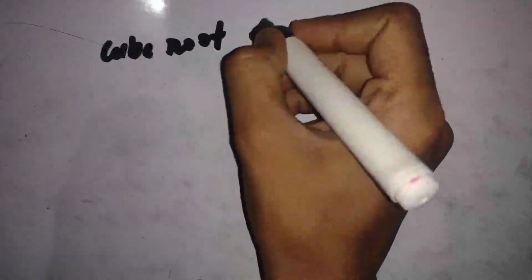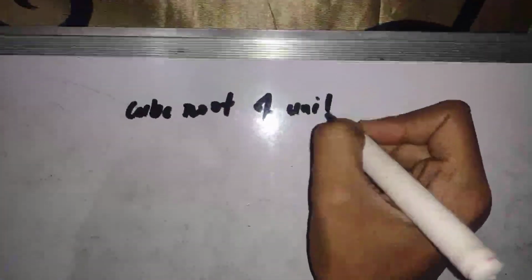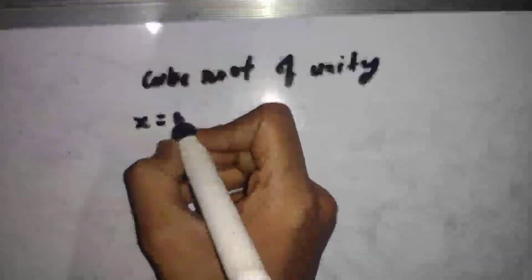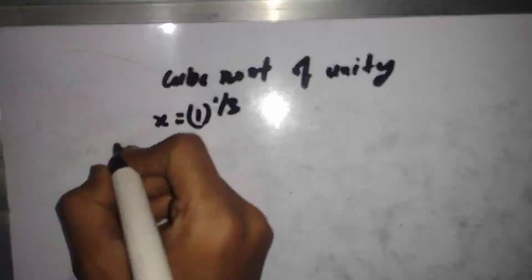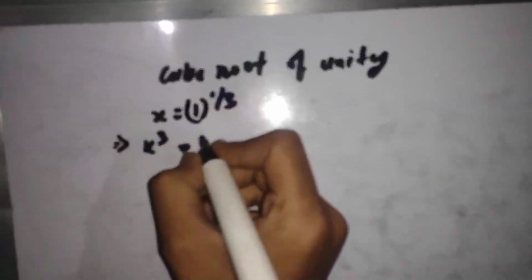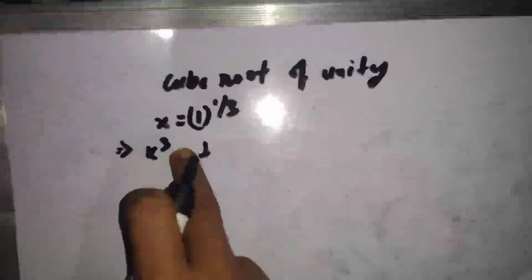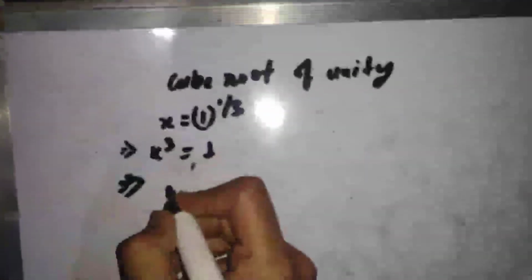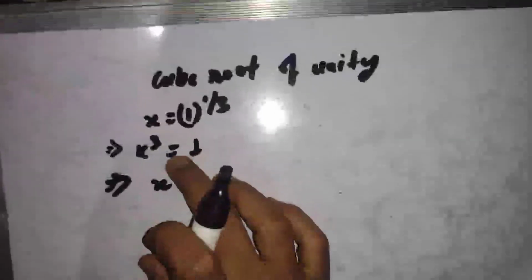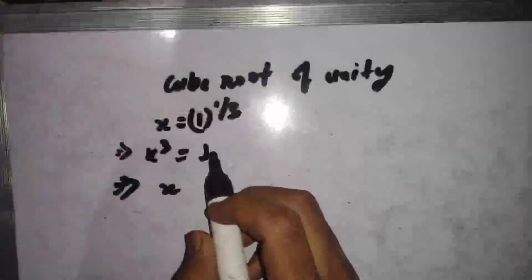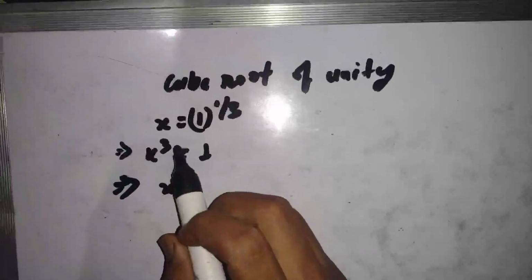So first we are going to talk about cube root of unity. Cube root of unity means x equals 1 to the power 1 by 3, which we can write as x cube equals 1. And here we are asking whether there are any solutions of this equation.